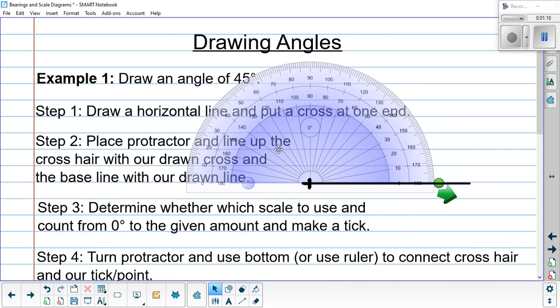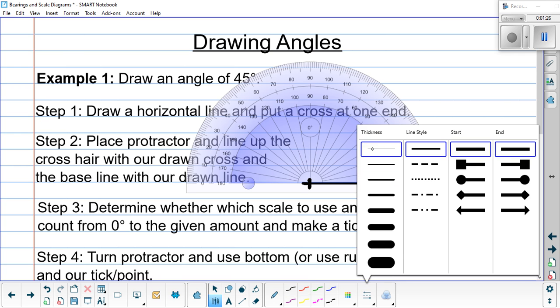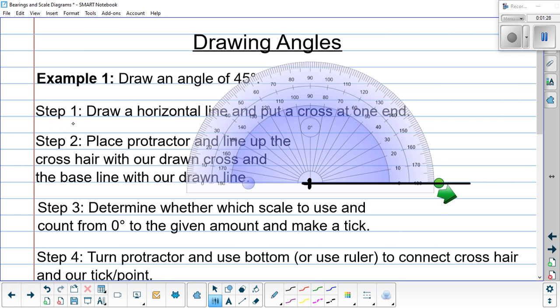Once you've done that, we want to choose our scale. So we want an angle of 45, so we want to start at 0. Look at our numbers. Well, the inside scale starts at 0 like I had kind of mentioned before. So we look there, and now we're just going to count up as much as we need. We're counting up to 45 degrees, which is 10, 20, 30, 40. So we're at this big tick after here at 45.